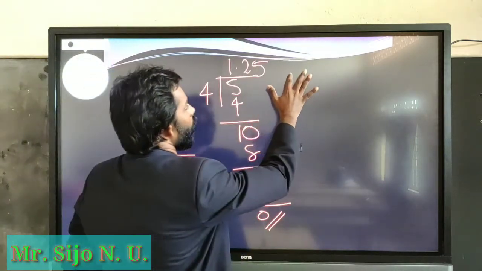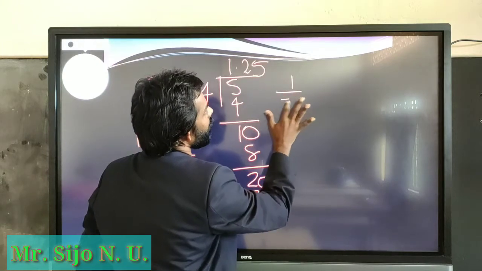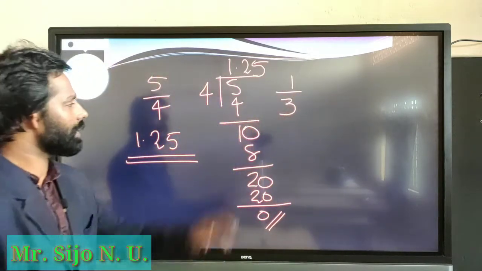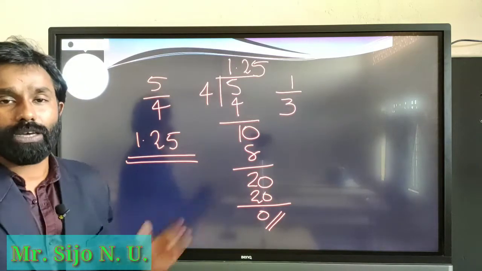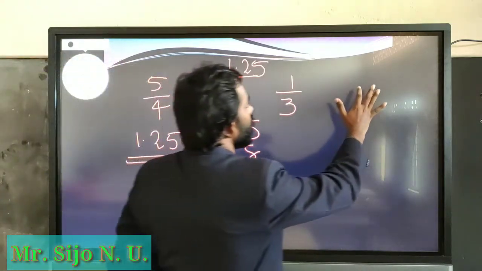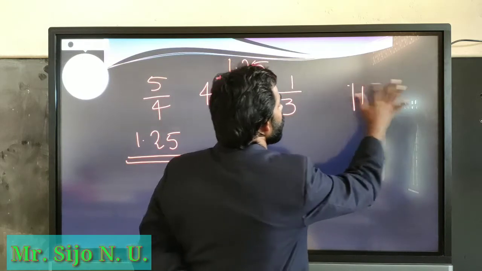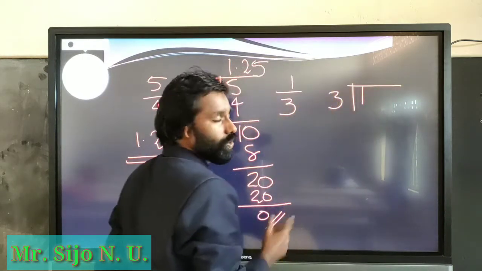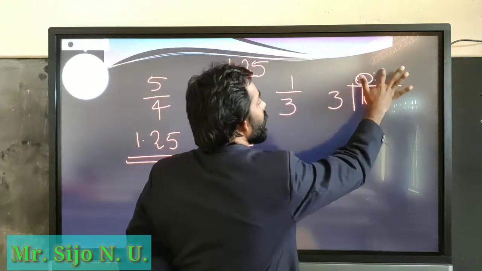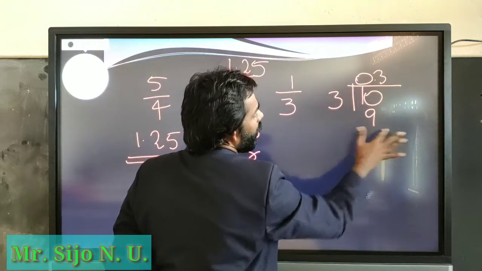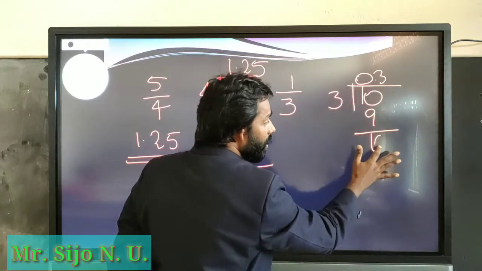Now let us consider some other examples. So now let us consider 1 by 3. Of course, it is a rational number, p by q form. Let us find out the decimal expansion of this number. How to do it? 1 divided by 3. So first we have to add 0 here. Of course, 0. 3 times 3 is 9. Again subtract, we get 1. We are adding 0.